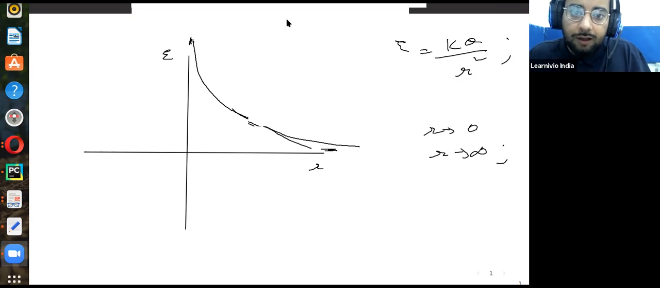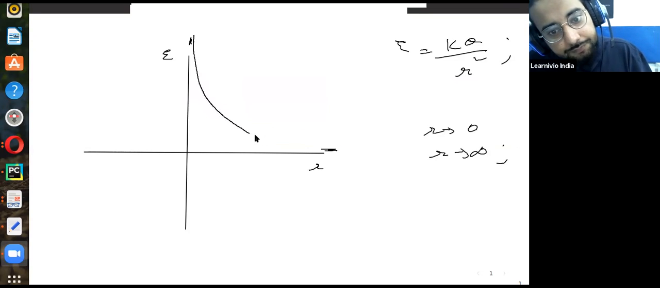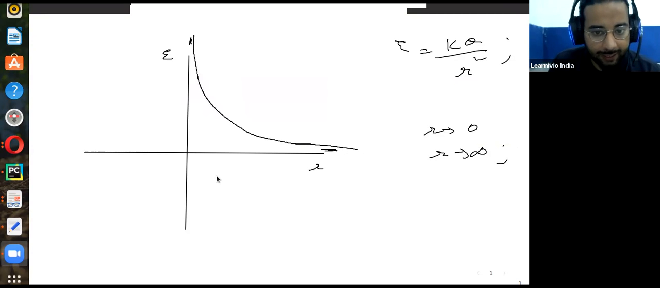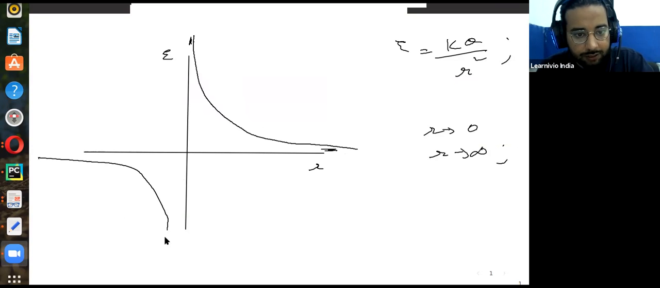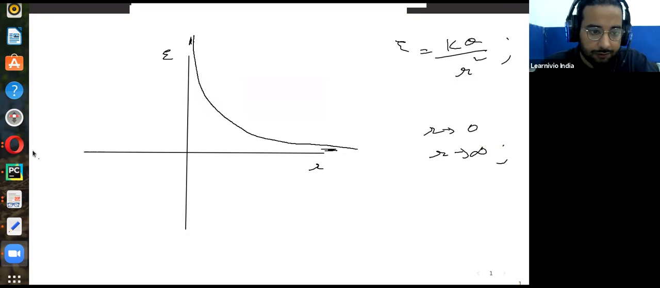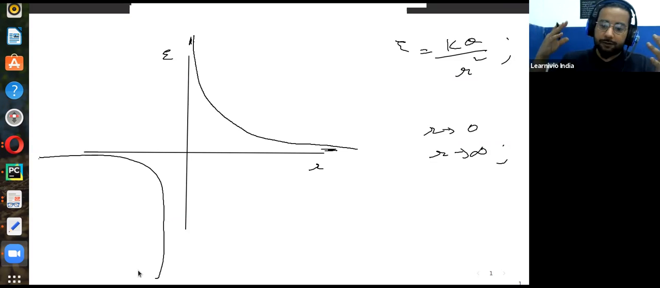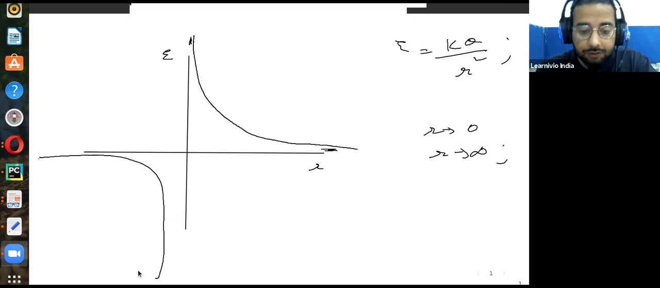It's going to fall, but it's going to fall faster than 1 by r. So this is how it is. And if we talk about the negative r, or the backward direction, well, this is essentially going to look like this. Exactly the same thing here, but just flipped about a mirror, which is in the diagonal direction, 45 degrees, 135 degrees.